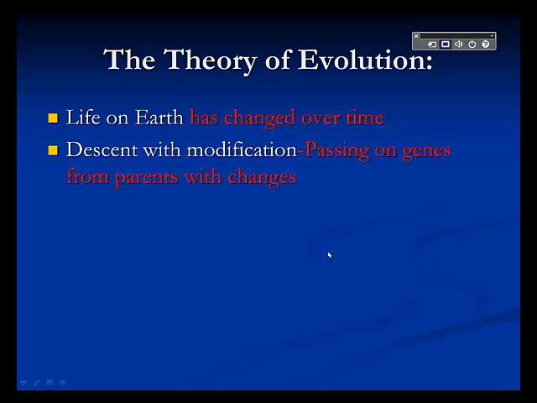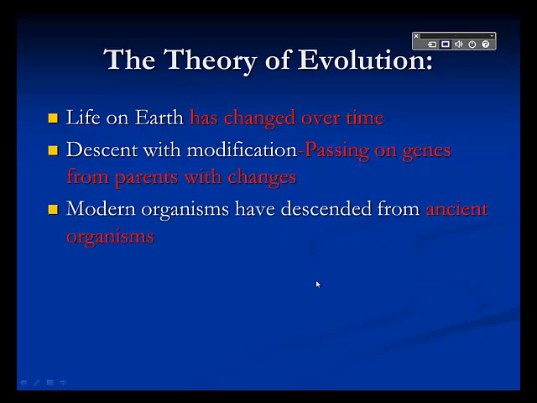We have descent with modification, which means parents pass on genes to their offspring. However, since there are two parents, the genes are modified because they blend together when they get passed on to their offspring. And then finally, organisms come from ancient ancestors. So the organisms don't just appear, they have come from a common ancestor and have adapted throughout the years. Okay, so pause that and get it down.